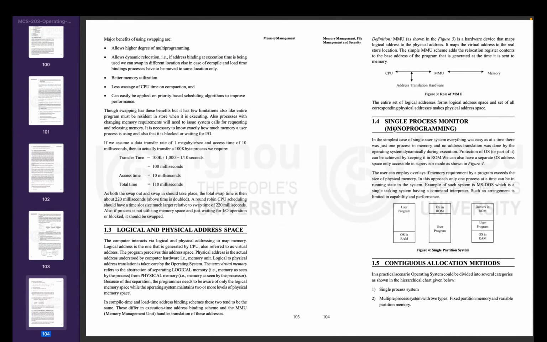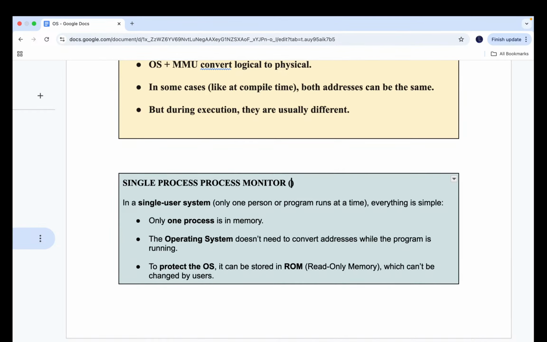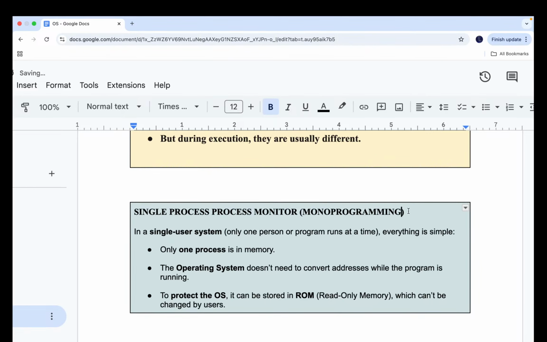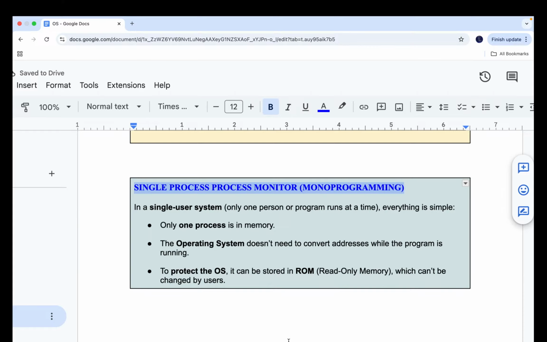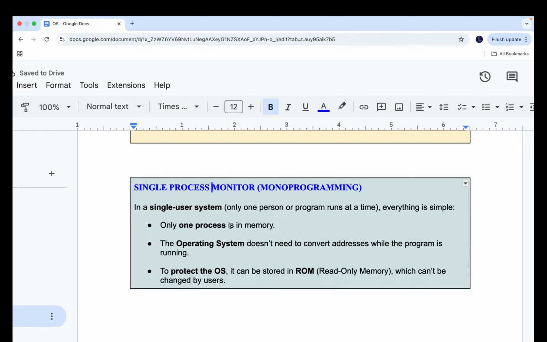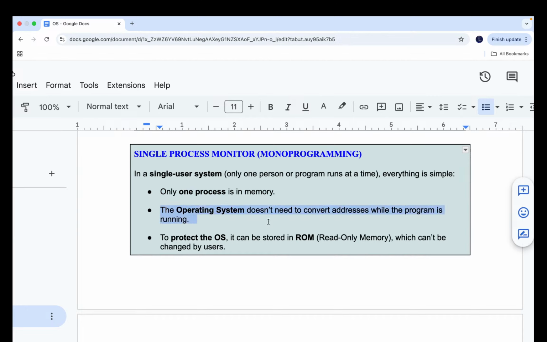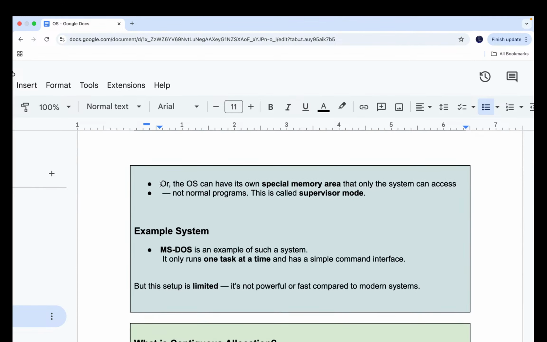Next, single process monitor, monoprogramming. In a single user system, everything is simple. Only one program runs at a time. Only one process is in memory. The operating system does not need to convert addresses while the program is running. To protect the OS, it can be stored in ROM, which cannot be changed by the user, or the OS can have its own special memory area that only the system can access, not normal programs. This is called supervisor mode.